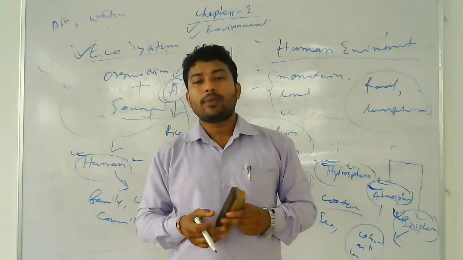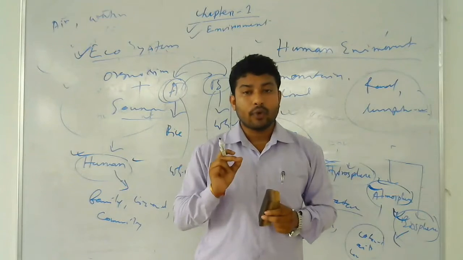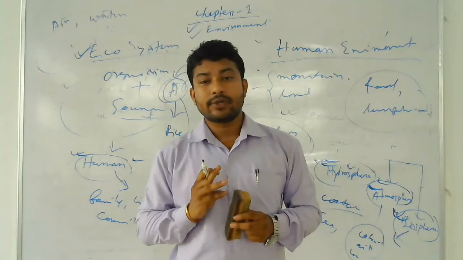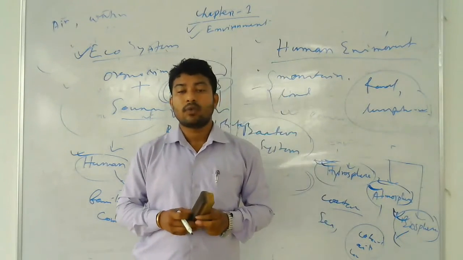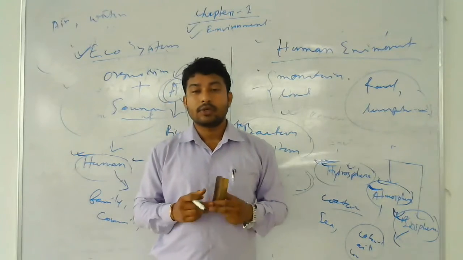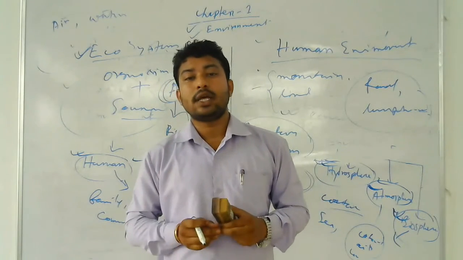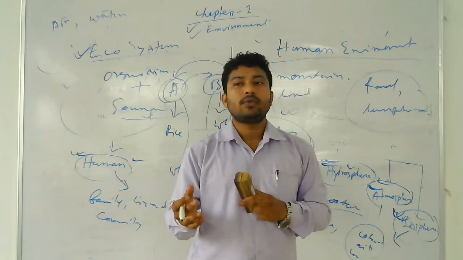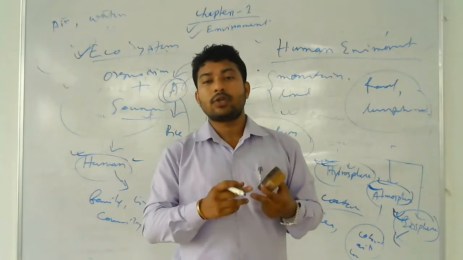After that, we discussed the four domains of the natural environment: lithosphere, hydrosphere, biosphere, and atmosphere. After that, we discussed what is ecosystem. Ecosystem means the relationship between organisms and their surroundings. After that, we discussed the human environment. Human environment means the modification of the environment.